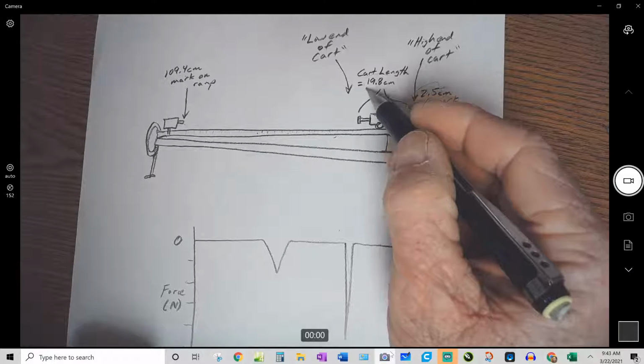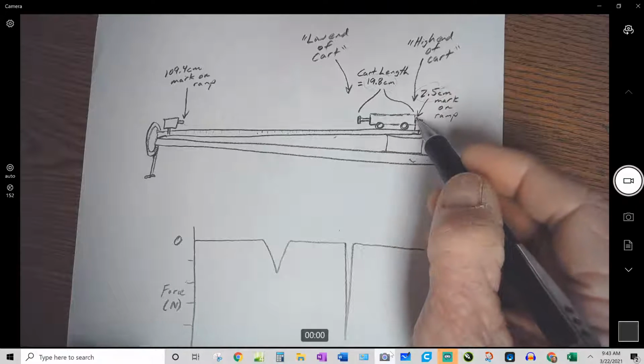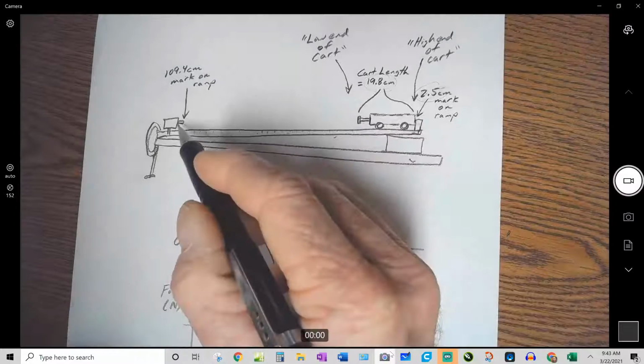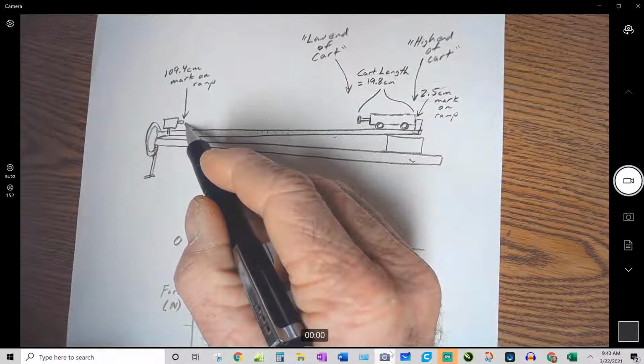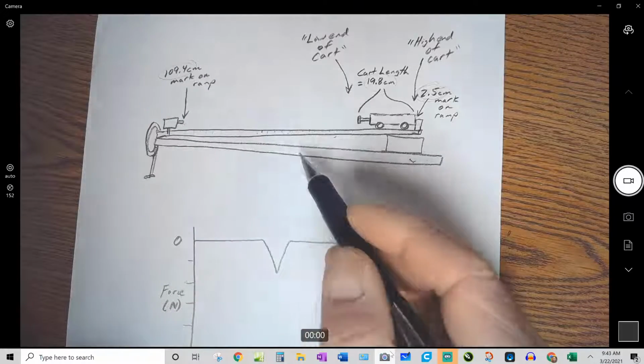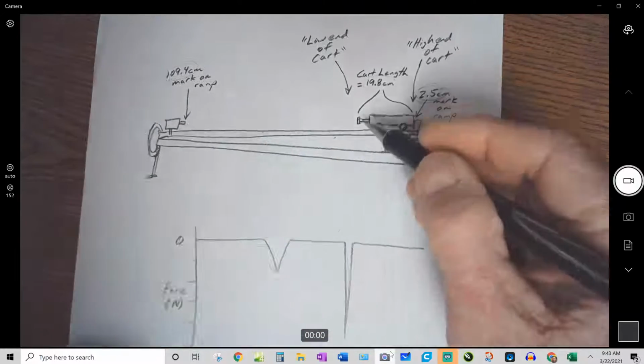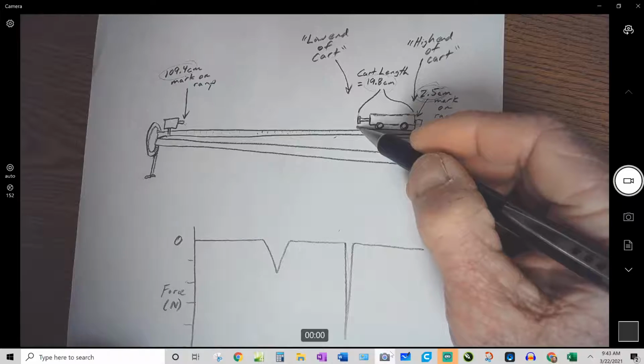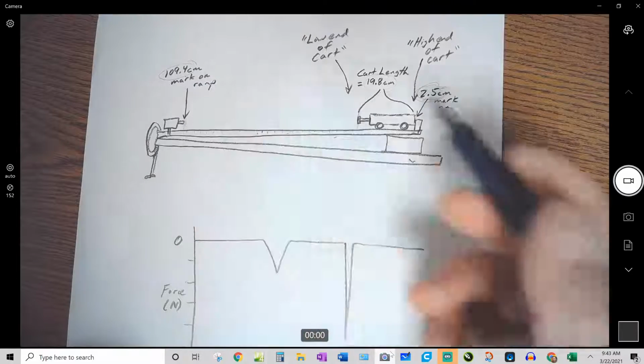The cart is 19.8 centimeters long, so when it travels and hits here, it hasn't quite traveled the distance from 2.5 to 109.4. It's only traveled the distance from wherever this is to 109.4. So keep that in mind.